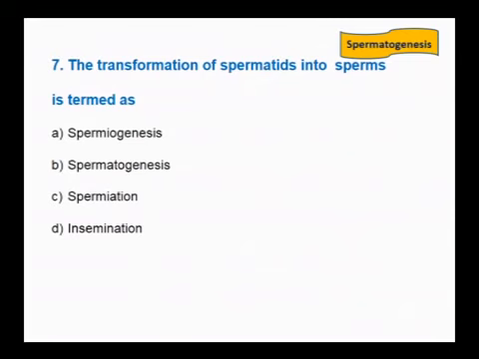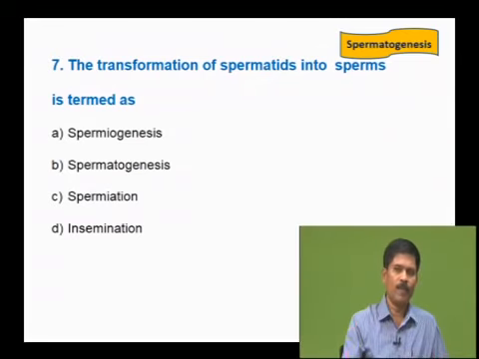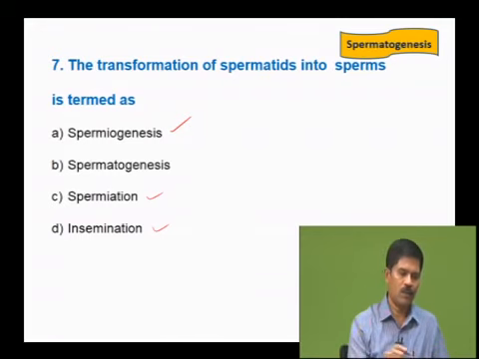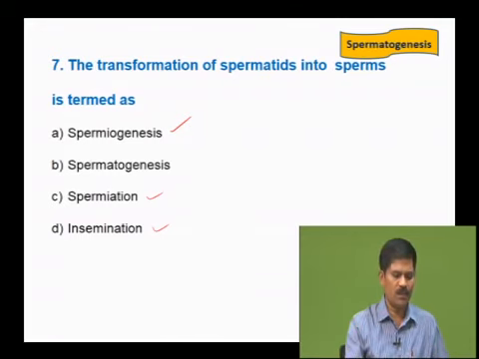The transformation of spermatids into sperms is termed as. You know, spermatids are the result of second meiosis during spermatogenesis. These spermatids are non-functional. So these non-functional spermatids are transformed into sperms by a process called spermiogenesis. So spermatogenesis is the process of formation of sperm. Spermiation is the release of sperms from seminiferous tubules into the duct system. Insemination is nothing but the process of release of sperms into the vagina during sexual intercourse. The question is the transformation of spermatids into sperms, so the correct option is spermiogenesis.